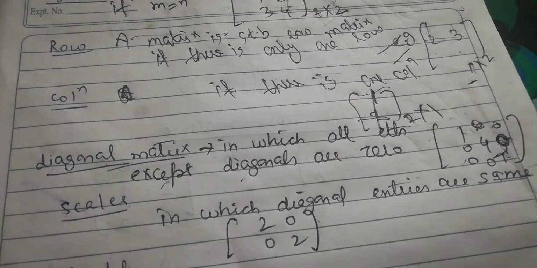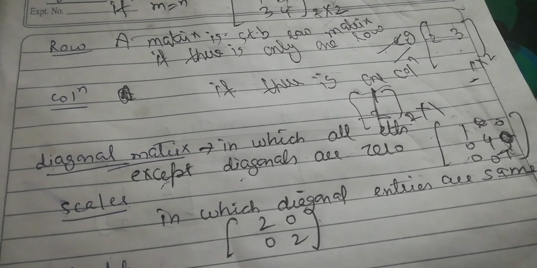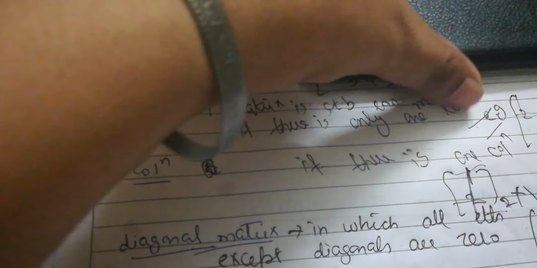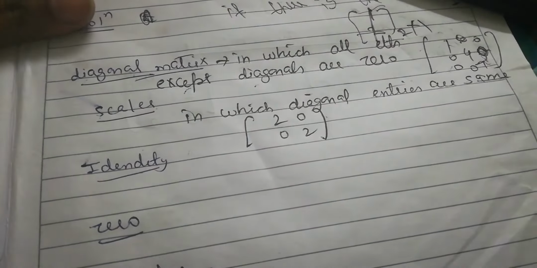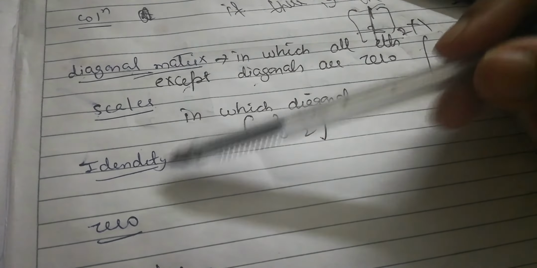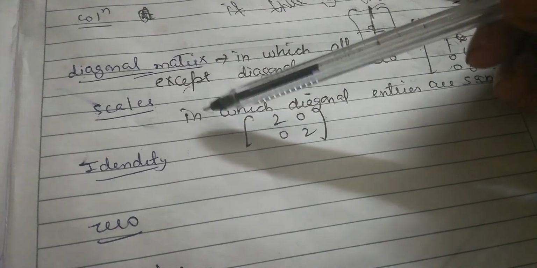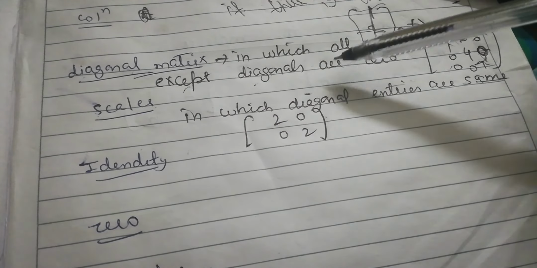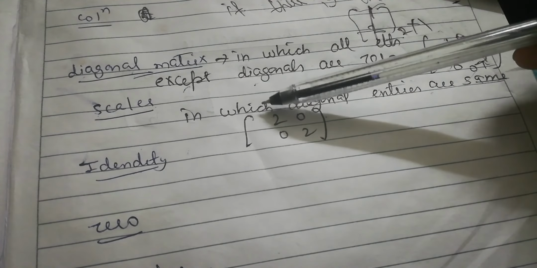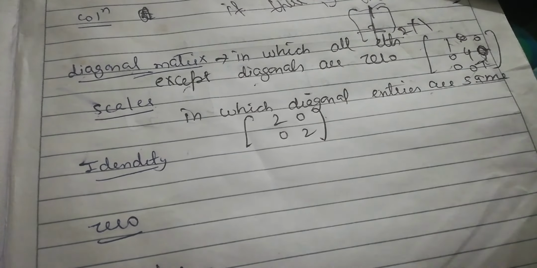Okay. So now the next one is scalar matrix. Now I'm not talking about the square. Square we have discussed. But now I'm just going to discuss scalar matrix. What is the meaning of a scalar matrix? A scalar matrix is itself a diagonal matrix. It is a type of a diagonal matrix. But what is the meaning of a scalar? In which diagonal entries are the same. This is just like a diagonal matrix, but diagonal entries should be the same.